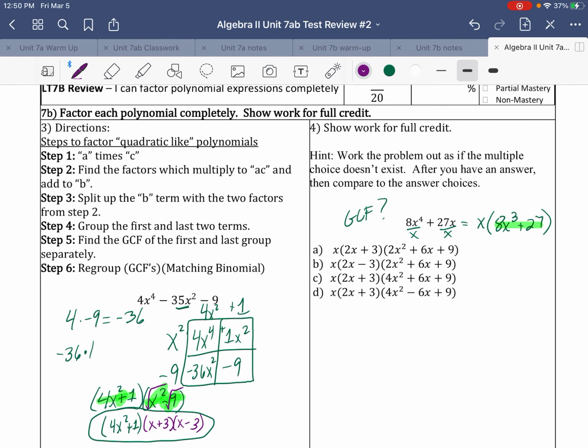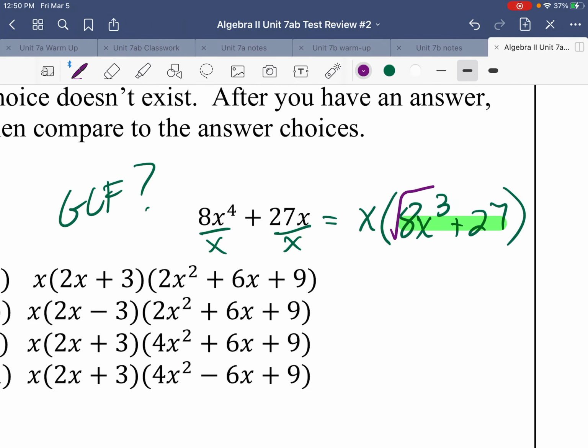Can you cube root that first term? Yes, that's 2x. Cube root of 27, that is 3. 3 times 3 times 3 is 27. 2x times 2x times 2x is 8x cubed. So if you can do that, then this is the sum of cubes. It's sum because there's a plus.